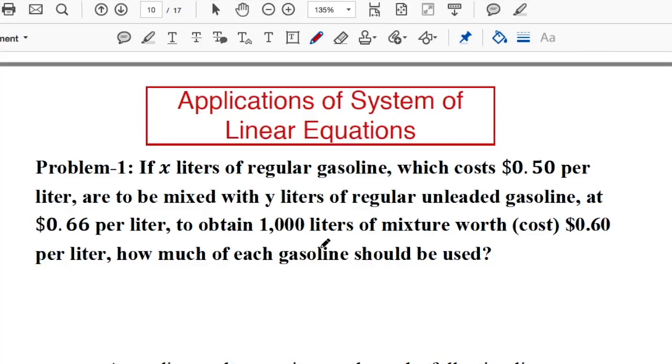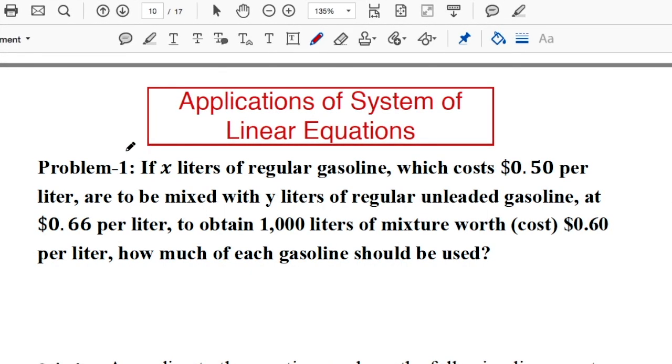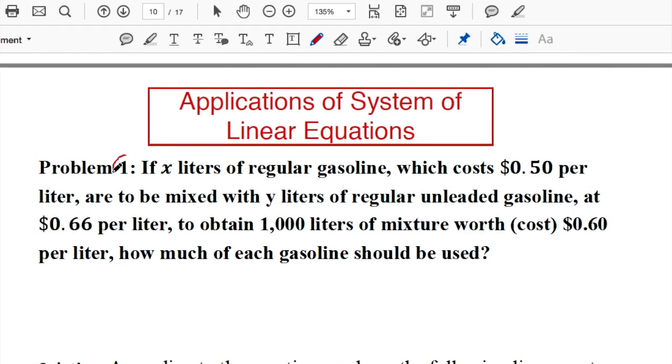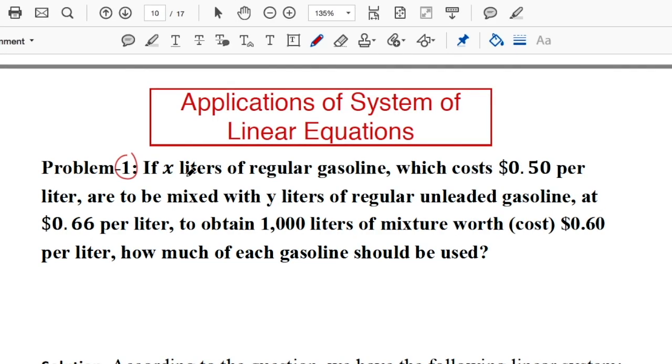In this video, I am going to discuss applications of system of linear equations. So, I am going to discuss 5 problems in this lecture. The first problem is this one. Let me read the problem.